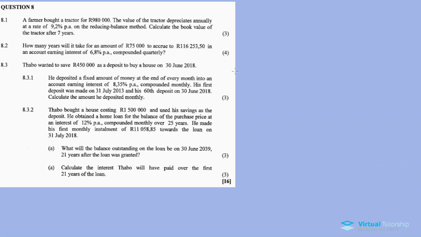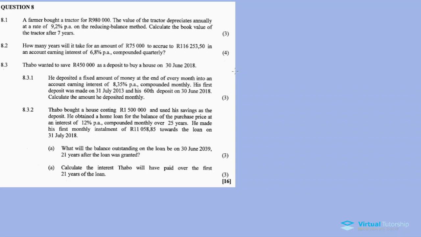8.1, a farmer bought a tractor for 980,000 rand. The value of the tractor depreciates annually at a rate of 9.2% per annum on the reducing balance method. Calculate the book value of the tractor after 7 years.